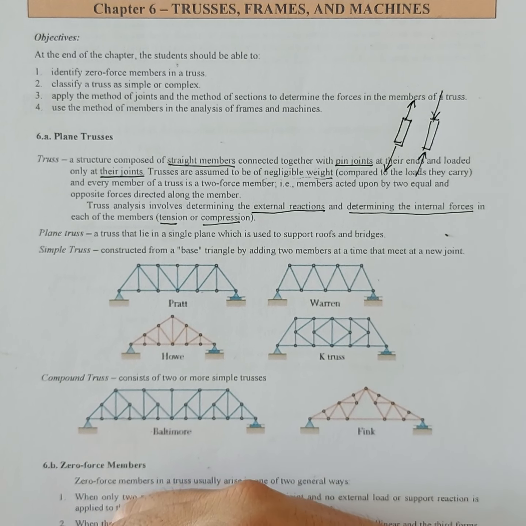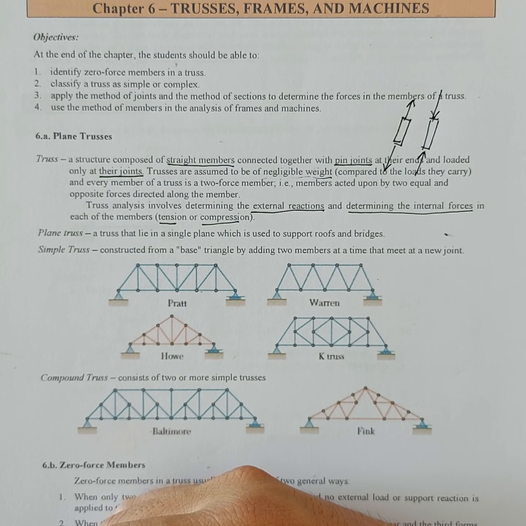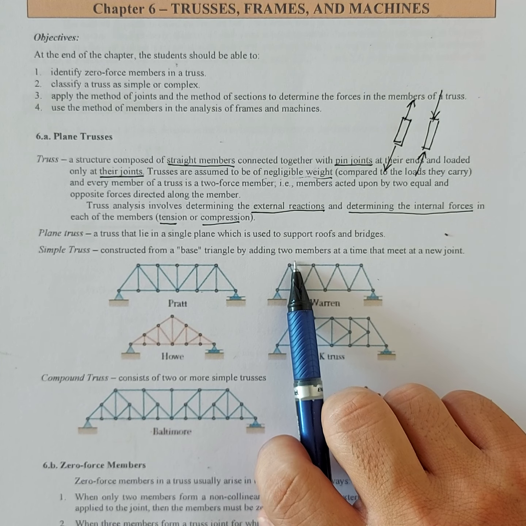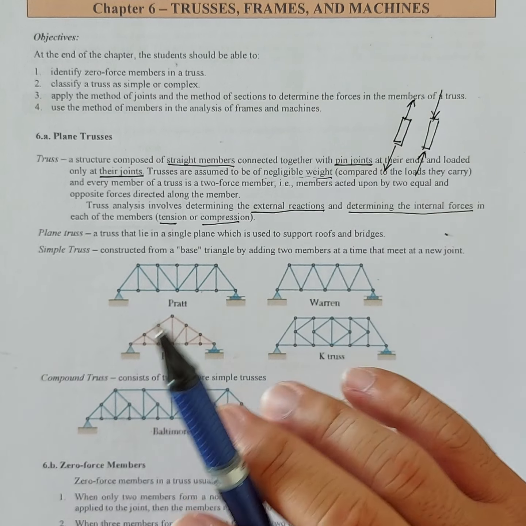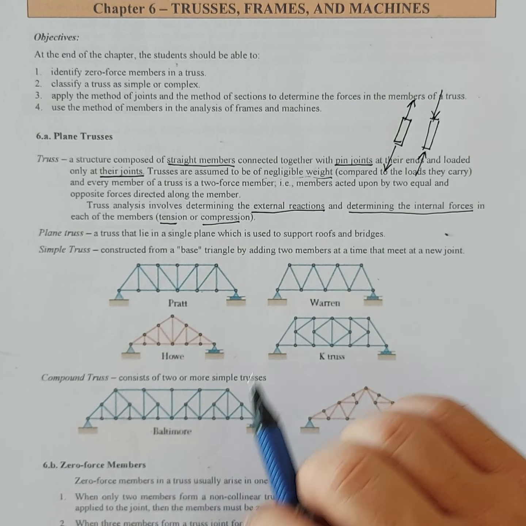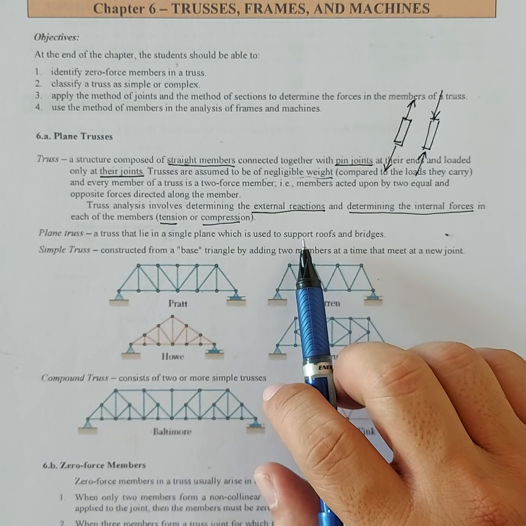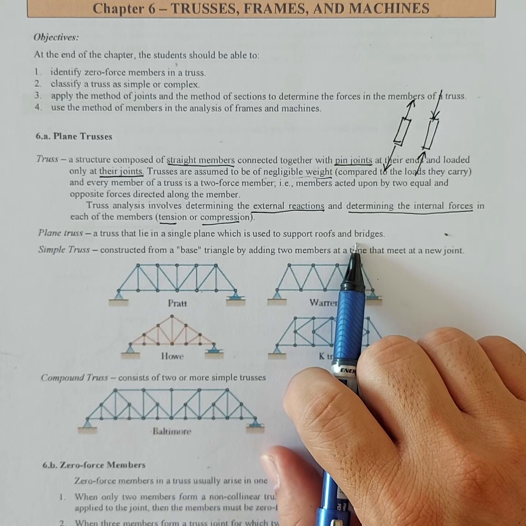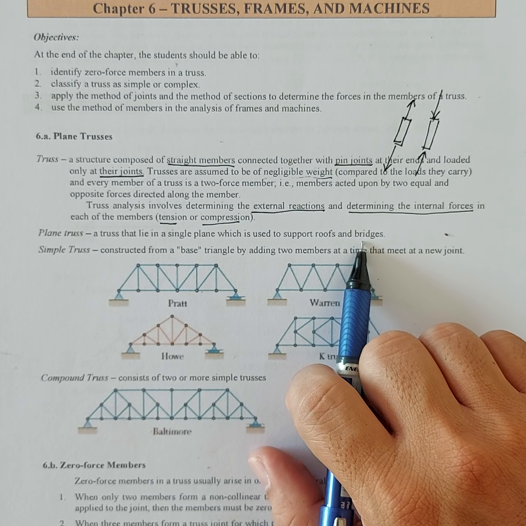Okay, so a plane truss is a truss that lies in a single plane, which is used to support roofs and bridges. We see trusses used for roofs, roofing. That's usually the case in our country. Our roofing is oftentimes supported by trusses. And for bridges, we have truss bridges.